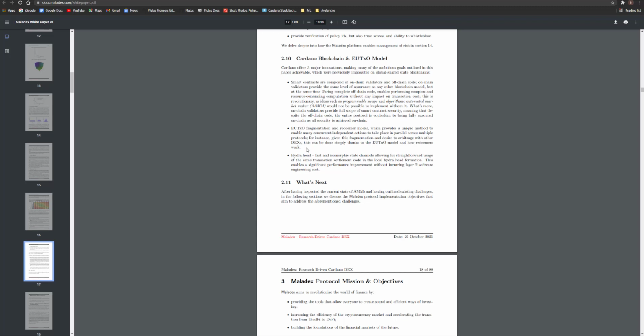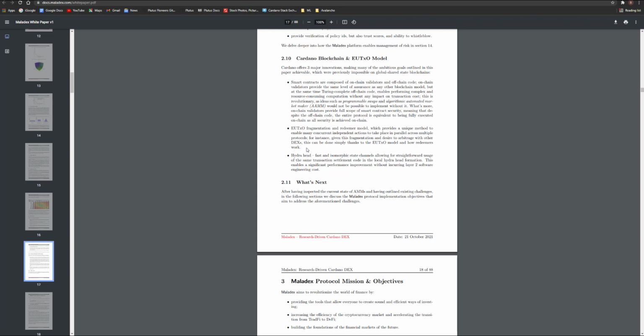Hydra head, fast and isomorphic state channels, allowing for straightforward usage of the same transaction settlement code in the local Hydra head formation. This enables a significant performance improvement without incurring layer 2 software engineering cost. What that means is they can write once in Haskell, and the Hydra head, which is sort of a layer 2 solution to speed things up, can read the exact same code.